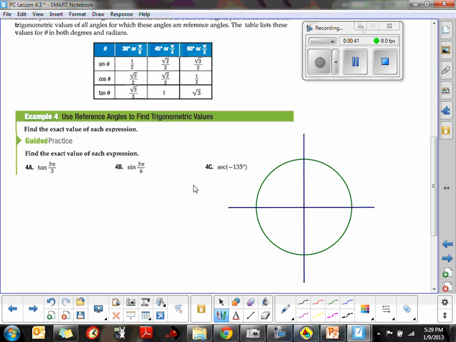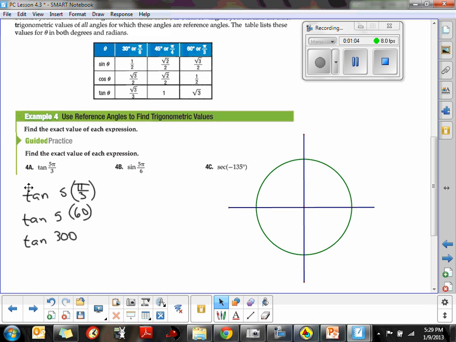So the tangent of 5 pi thirds. What I'm always going to do with these, because I'm a little bit leery of radian measures yet, is take the 5 pi thirds and rewrite it. Pi thirds is equivalent to 60, so that's 5 times 60. That means we're going to find the tangent of 300. So in order to draw this reference angle, I'm going to first draw the angle starting with the positive x-axis. We're going to rotate 300 degrees around counterclockwise because it's positive.